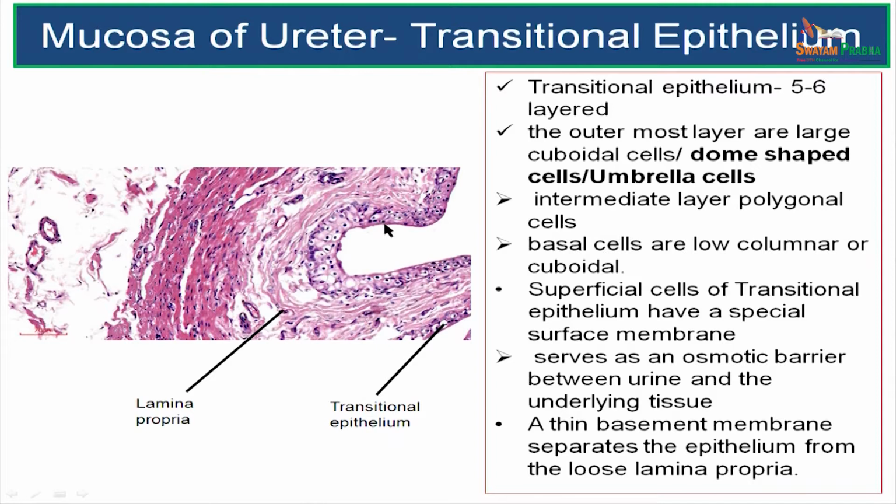The superficial cells of the transitional epithelium have a special surface membrane. The importance of this membrane is that it serves as an osmotic barrier between urine and the underlying tissue. There is also a thin basement membrane, as you can see in this, which separates the epithelium from the loose lamina propria.